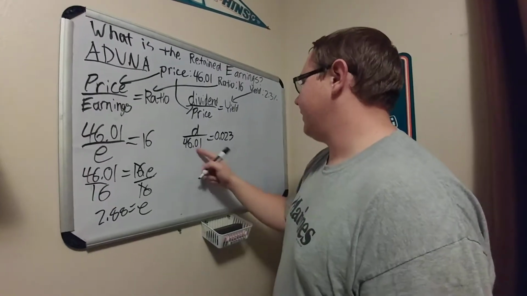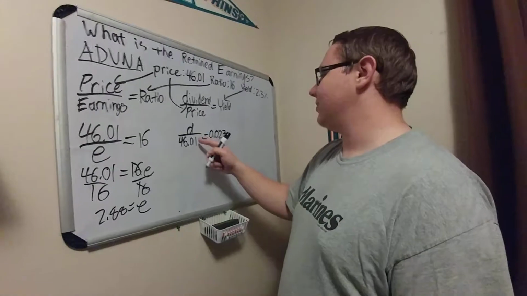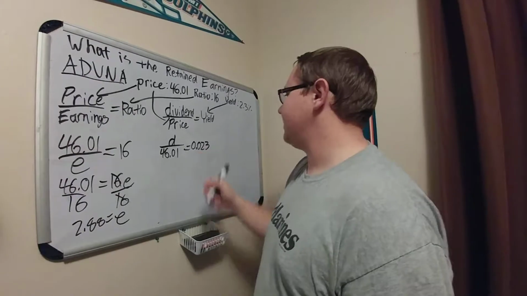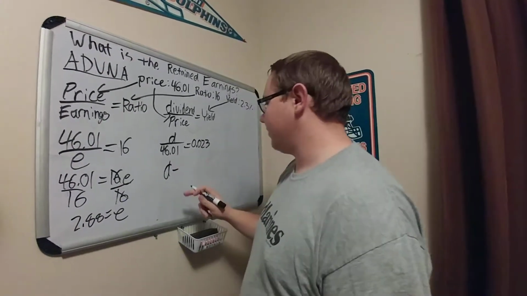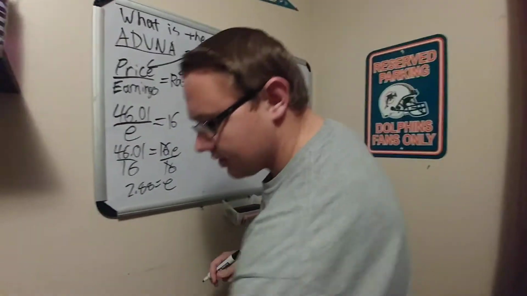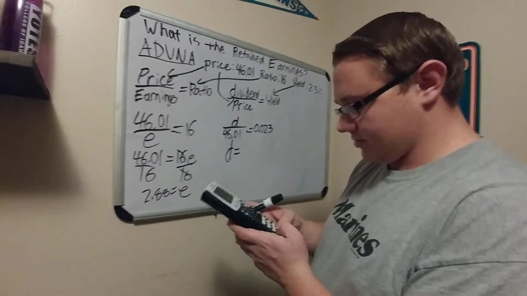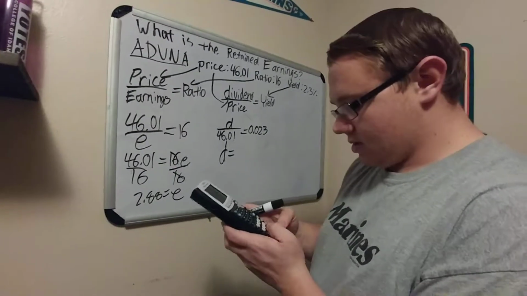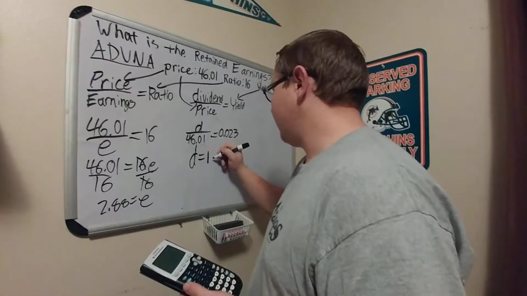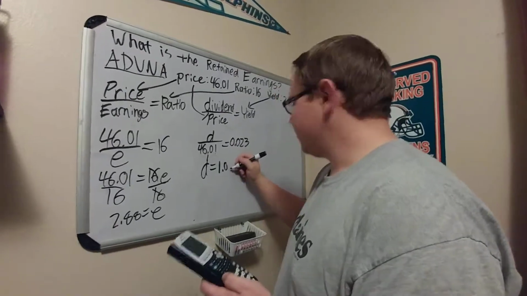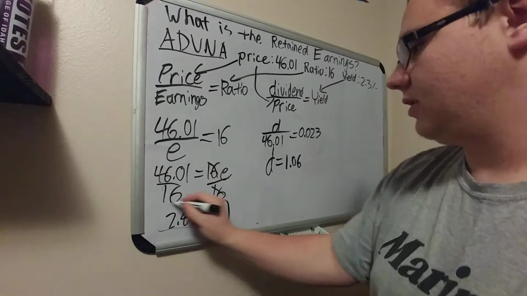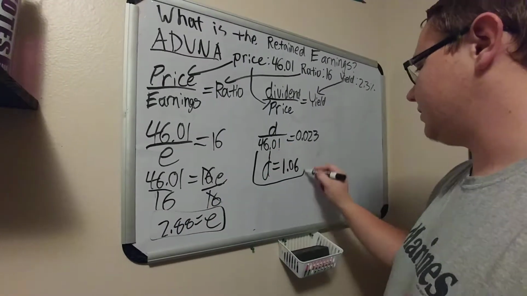So we need to put it as 0.023. And then, in order to get D on its own, we're going to multiply the price times the yield. So D equals these two numbers multiplied by each other. Let's go ahead and type that out. 46.01 times 0.023 equals 1.06. All right.